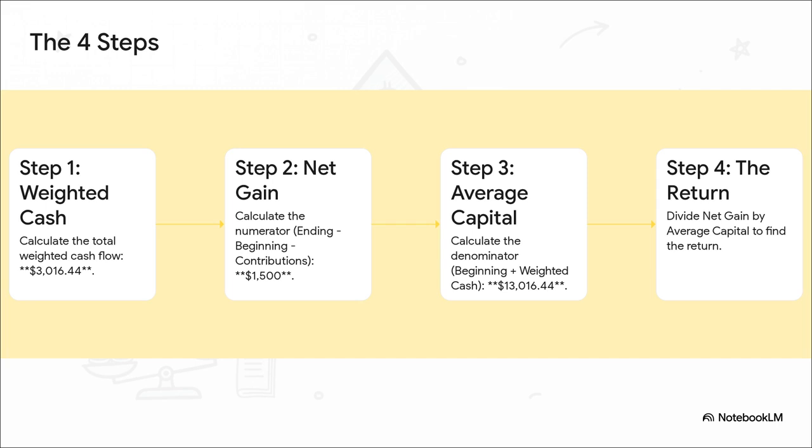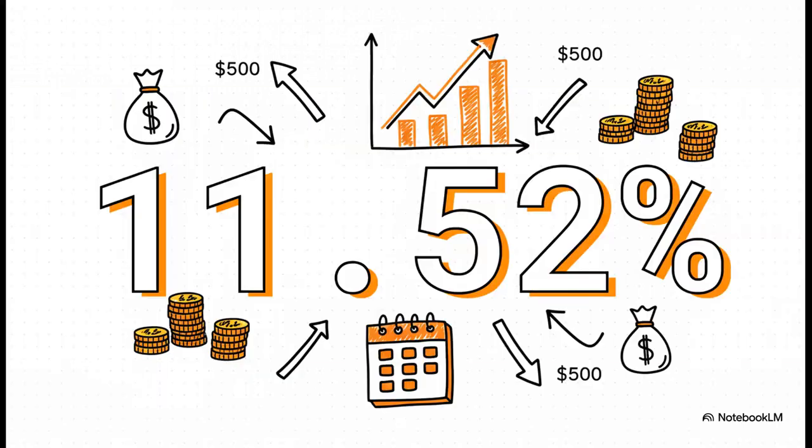Find the net gain. That's her ending value minus her starting value minus what she put in. Easy, $1,500. Step 3, we find her average capital. We just add her starting money to that weighted cash flow from step 1. And finally, step 4, we just divide step 2 by step 3. And there it is. Alex's true personalized rate of return for the year was 11.52%.